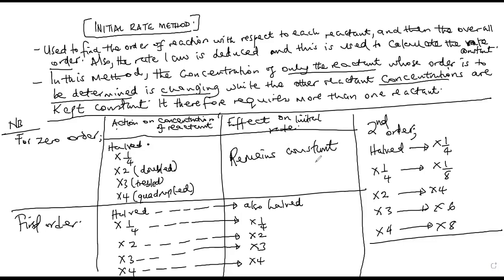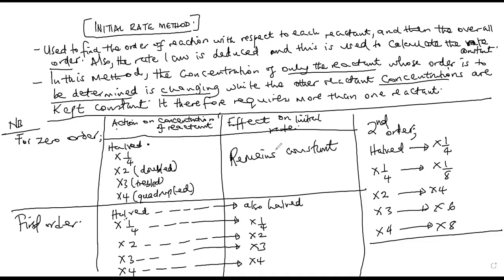for a first order reaction, whatever action you do is the very action that happens to the initial rate. For example, when you halve the concentration of a reactant, the initial rate also gets halved. When you multiply the concentration by a quarter, the initial rate also becomes a quarter. When you double the concentration, the initial rate also gets doubled. When you treble the concentration, the initial rate gets trebled. When you quadruple the concentration, the initial rate gets quadrupled.